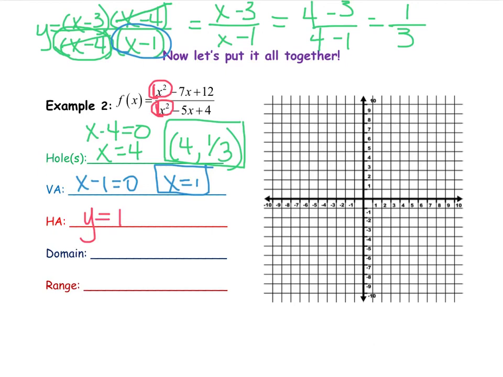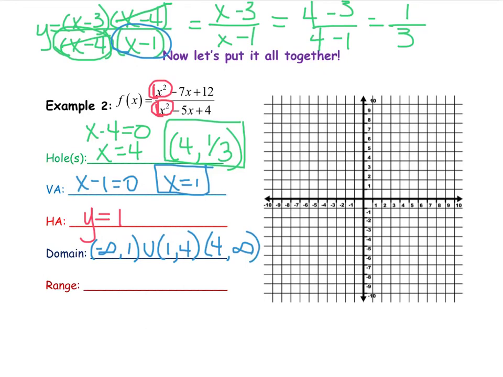Now let's go ahead and write the domain, this time before we graph it. Now remember, we're going to start at negative infinity, and we need to look and see which comes first, x equals 1 or x equals 4. Well, x equals 1 would come first, so that means we're actually going to hit the vertical asymptote first. So I'm going to put negative infinity to 1, and then from 1 to the x-coordinate of the hole, which is 4, and then from 4 to positive infinity.